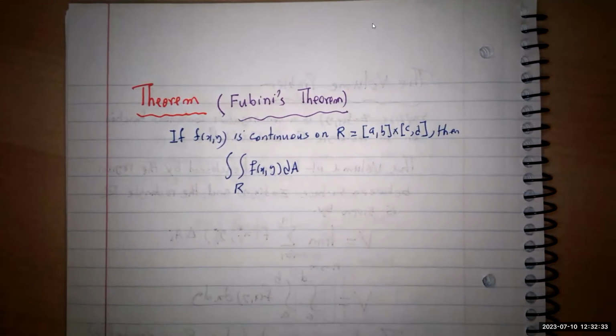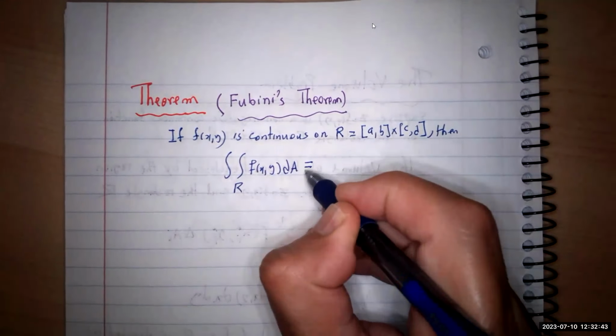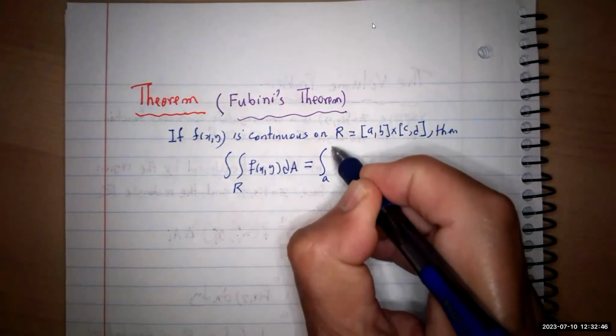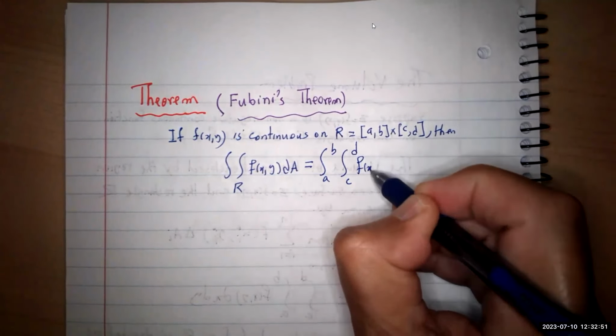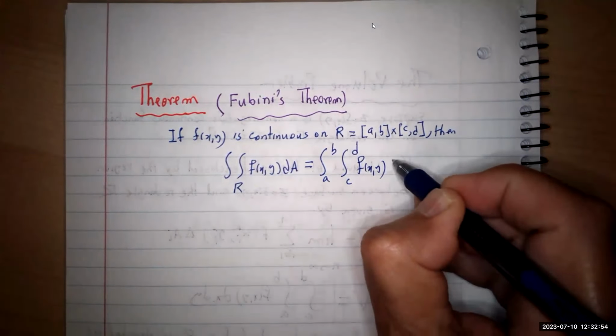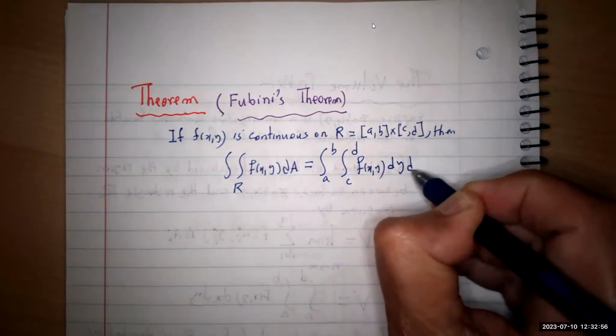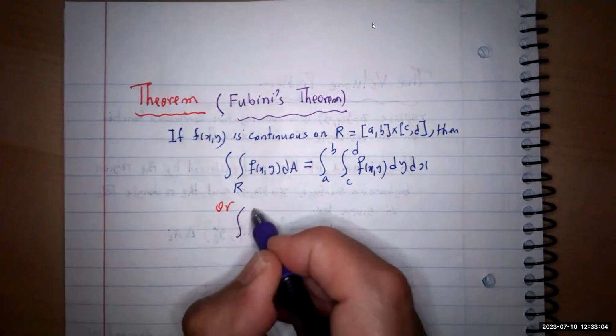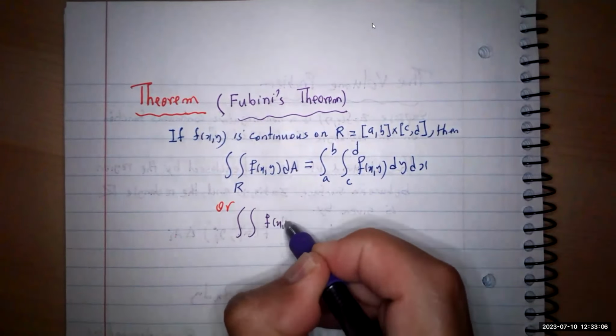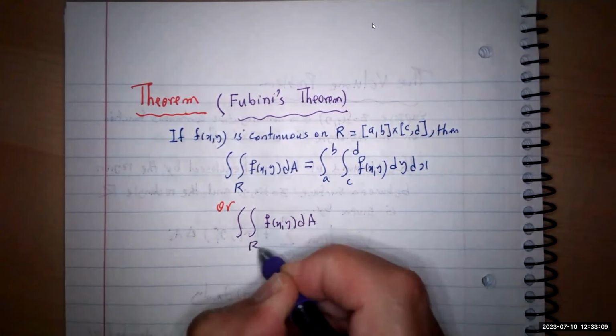We write the dA, then we decide which one it is. Are we going to do the x first or the y first? This is the way we do it. This is going to be equal to the iterated integral from a to b, integral from c to d of f of x, y. Depends on the region, the way I write it down, dy dx, or you may switch it, depending on the type 1, type 2 region, f of x, y, dA.